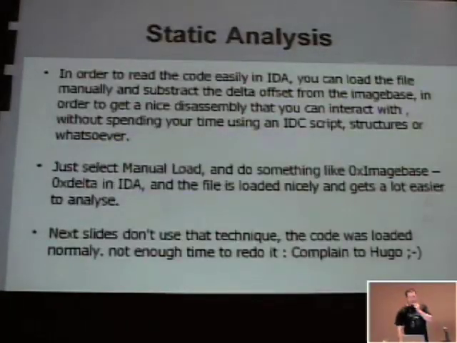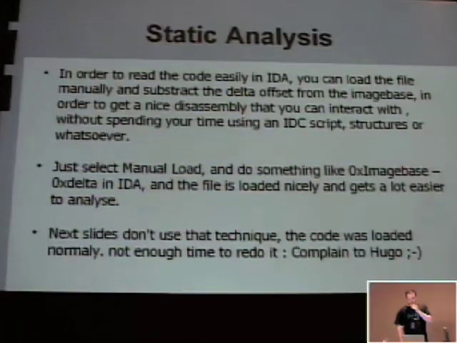So in order to read code easily in IDA, what you can do is load the file manually. There's an option in IDA, you press manual load, and you can subtract the delta offset from the image base, and the virus code is going to be a lot easier because you can rename variables and everything. So you don't have to use an IDC script or structure or whatsoever. But the rest of the host application is going to be relocated, so you cannot analyze it anymore, but we are interested in the virus anyway.